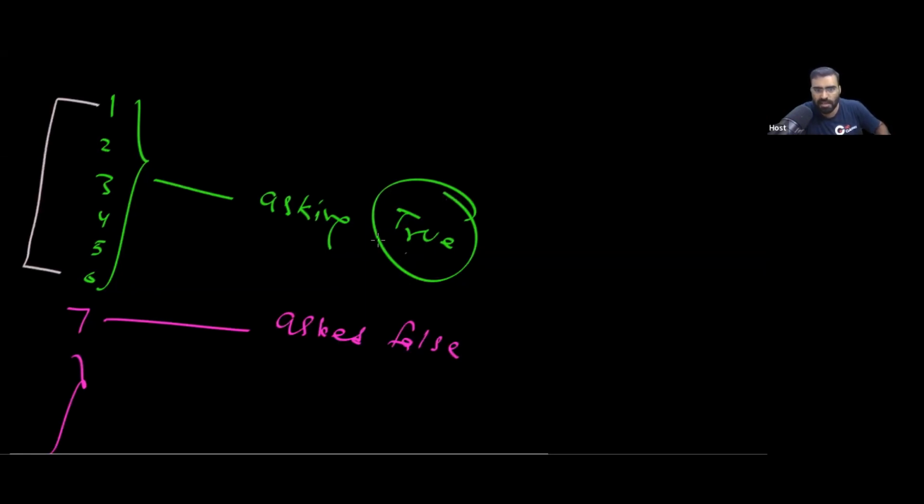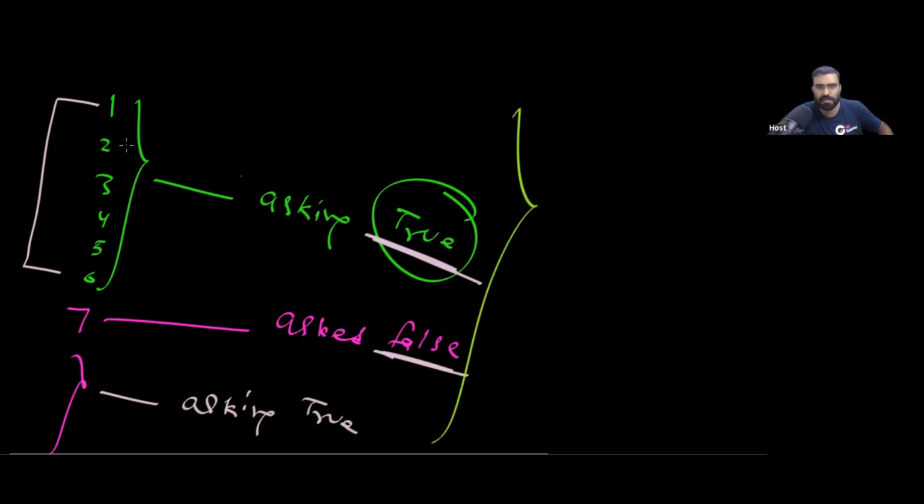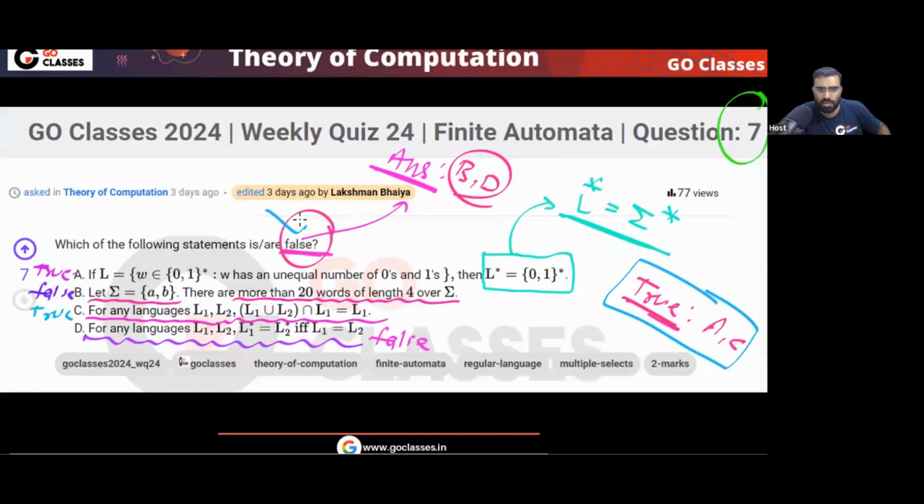Questions 1 to 6, I am asking for true statements. Question 7, a false statement. And after that, again, I am asking for true statements. So please don't do that. Don't make silly mistakes. In this question, the question is asking for a false statement, so the answer will be BD. Don't say AC.